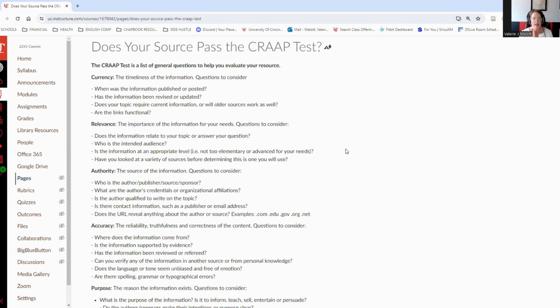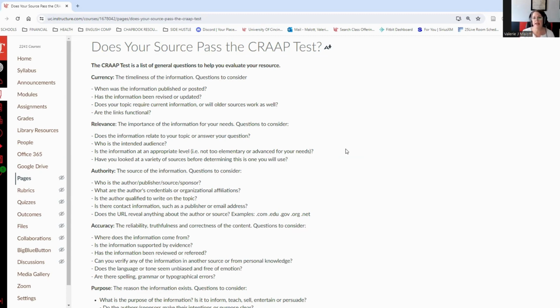Another thing to think of if you're looking online at things, are links functional? Sometimes links are not updated. They might not be going to the most current version of a particular website or web page. So that is something to consider as well.